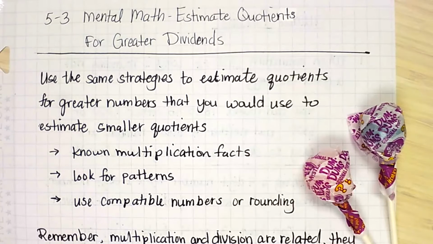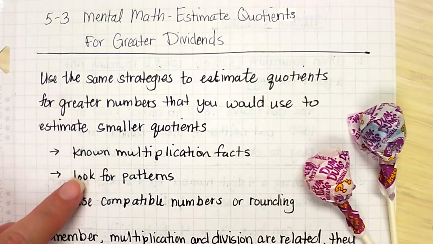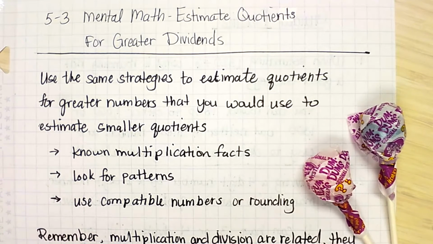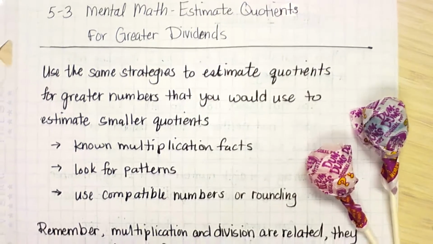All right, let's go ahead and take a look at our notes and then our guided practice questions. We have our lesson title 5-3, Mental Math, Estimate Quotients for Greater Dividends. Remember, the dividend is your whole number. It's the number you're starting with. Use the same strategies to estimate quotients for greater numbers that you would use to estimate for smaller numbers. So use your known multiplication facts, look for patterns, and use compatible numbers or rounding.